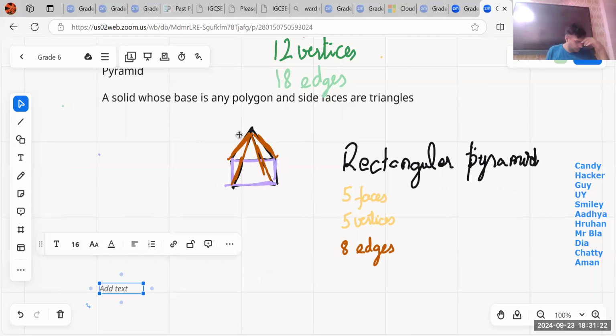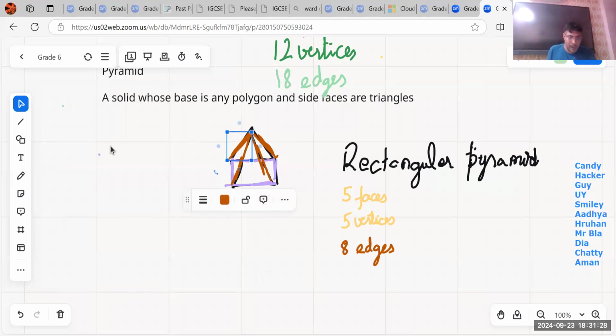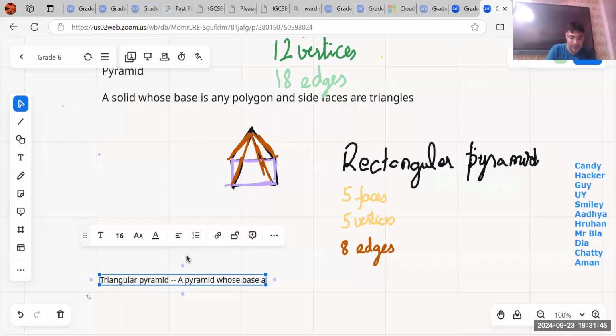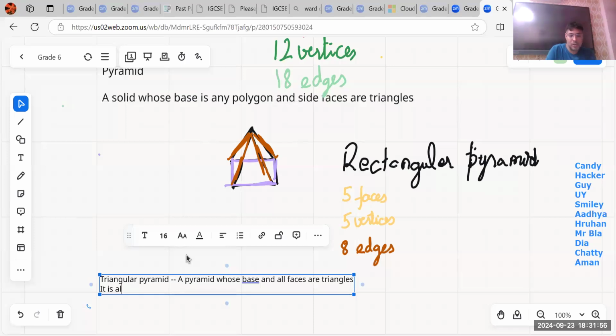Okay. So we have a very important pyramid, which is a triangular pyramid. A pyramid whose base and lateral faces are all triangles. It is also called a tetrahedron. What is it called? Tetrahedron.